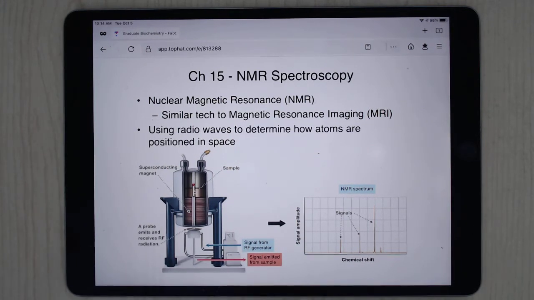Hello. We're going to be talking about Chapter 15 from the second edition of the Top Hat Organic Chemistry textbook. This one's going to be dealing with NMR spectroscopy, or nuclear magnetic resonance spectroscopy. So this is actually the basis of the technology for MRI machines.